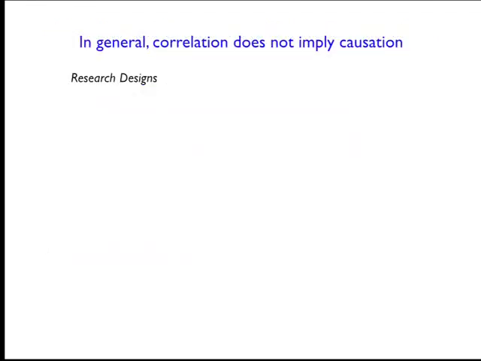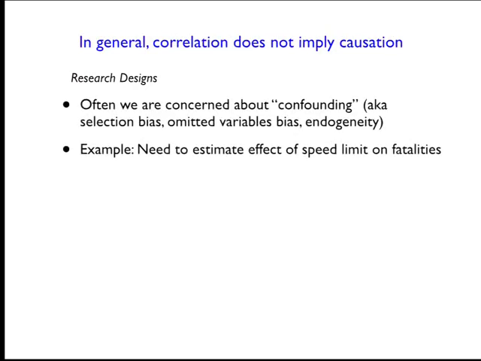So the issue here, of course, is once again they're going to show that speeds and traffic fatalities are correlated, but correlation doesn't imply causation. So we're generally concerned about confounding, also referred to as selection bias or omitted variables bias. In particular in this case, they need to estimate the effect of the speed limit on fatalities in order to get that first part of the equation. If we raise the speed limit, how much does that increase fatalities? How much additional risk are we taking on here?